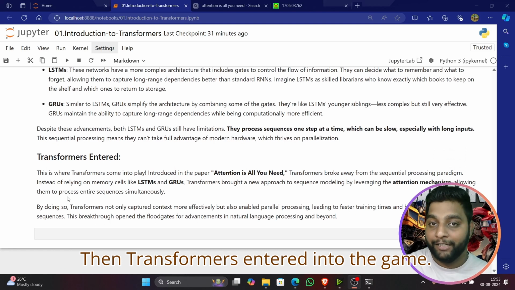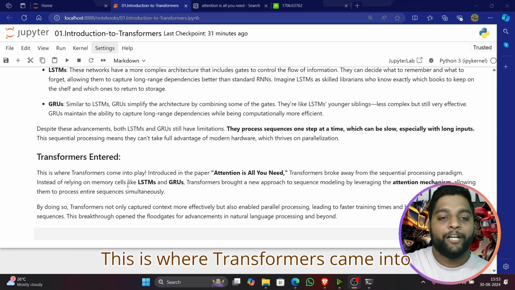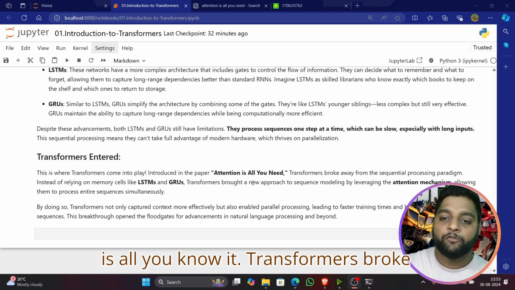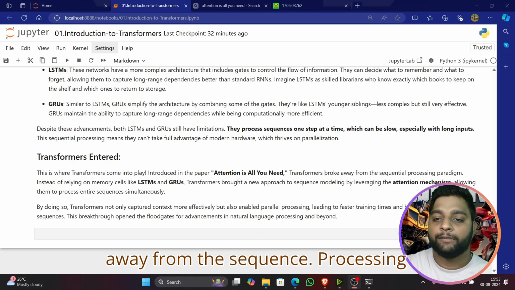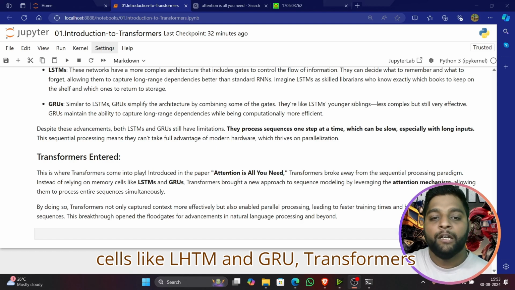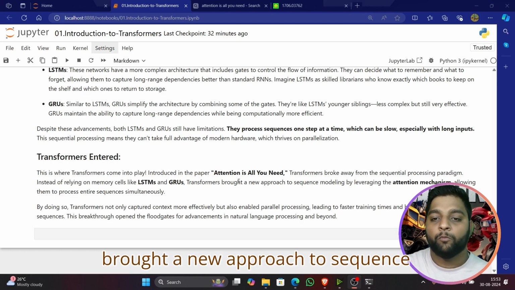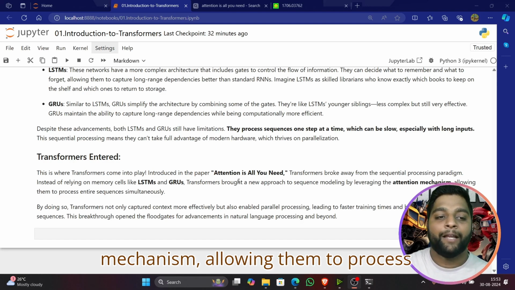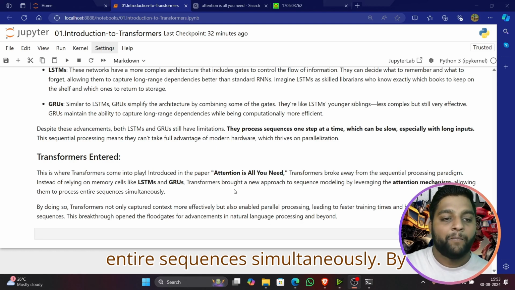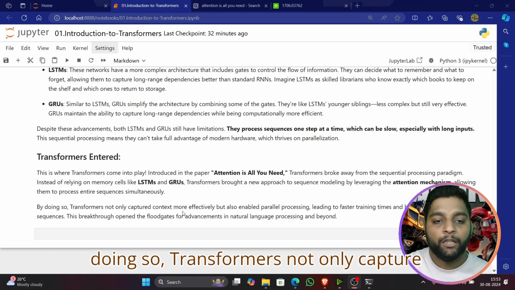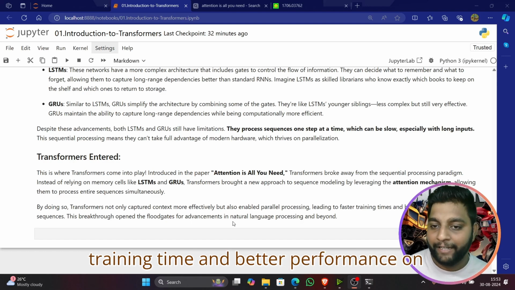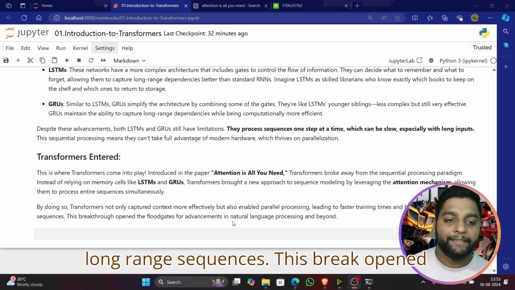Then transformers entered the game. This is where transformers came into play, introduced in the paper "Attention Is All You Need". Transformers broke away from the sequential processing paradigm. Instead of relying on memory cells like LSTM and GRU, transformers brought a new approach to sequence modeling by leveraging the attention mechanism, allowing them to process entire sequences simultaneously. By doing so, transformers not only capture context more effectively, but also enable parallel processing, leading to faster training time and better performance on long range sequences.